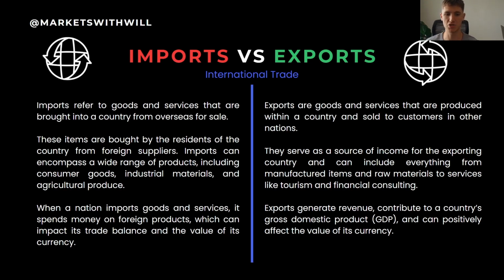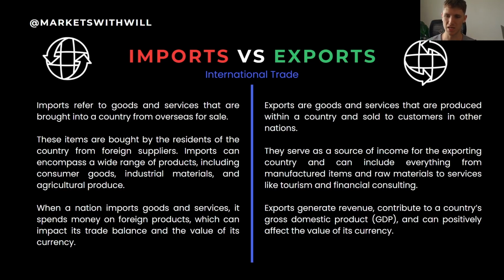Now, when a nation imports goods and services, it spends money on foreign products, which can impact its trade balance and the value of its currency. Whereas exports are goods and services that are produced within a country and sold to consumers in other nations. So for Australia, we sell a lot of beef, and we also sell a lot of minerals to China, for example. So those are exports.